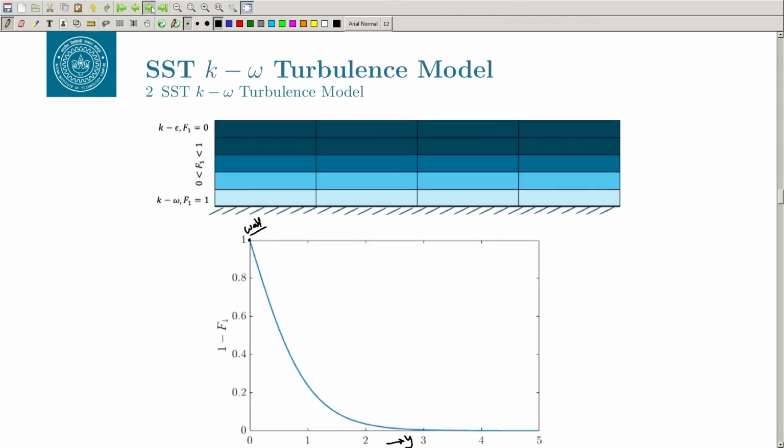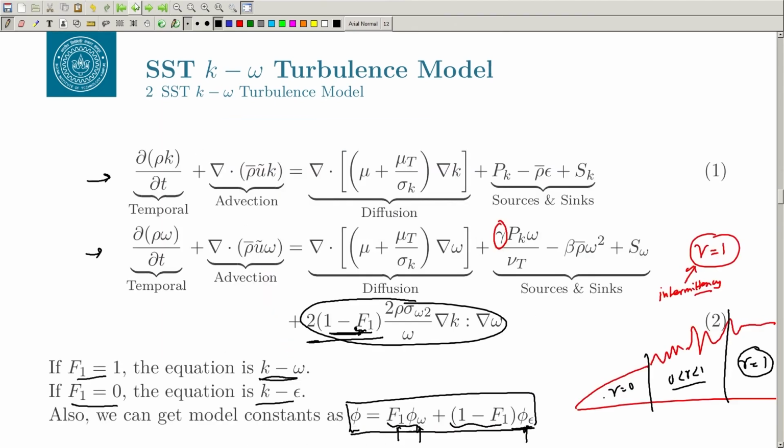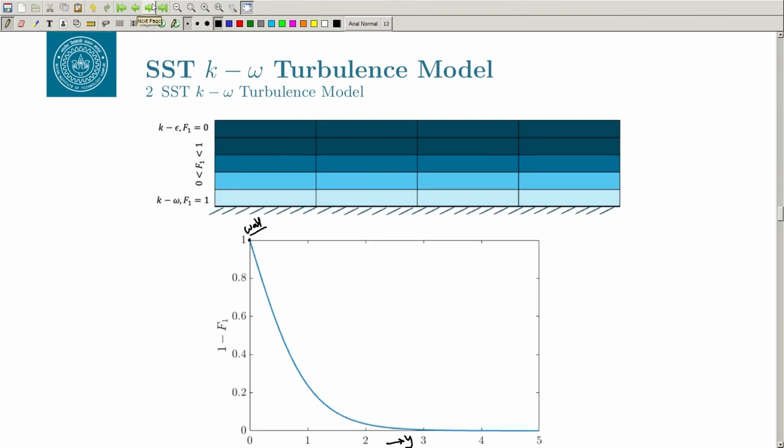If the 1 minus f1 term is equal to 1, then f1 equal to 0, so that will be k epsilon. So, this is actually away from the wall. Yeah, this is maybe away from the wall, and this is maybe close to the wall, because I plotted in 1 minus f1, and you can think of the distance y as maybe some kind of y inverse. So, when 1 minus f1 is equal to 1, this is the behavior of k epsilon, and this is the behavior of k omega.